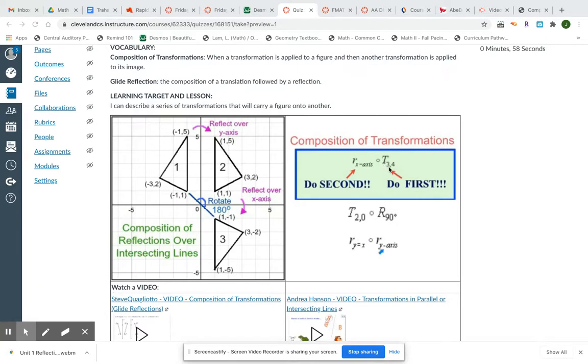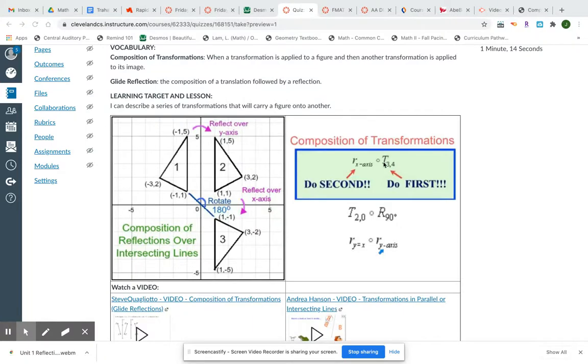translate your figure, that would be each vertex, 3 units in the positive direction. So you would add a 3 to your x value, 4 units up. So you would add a 4 to your y value of each vertex of your figure.